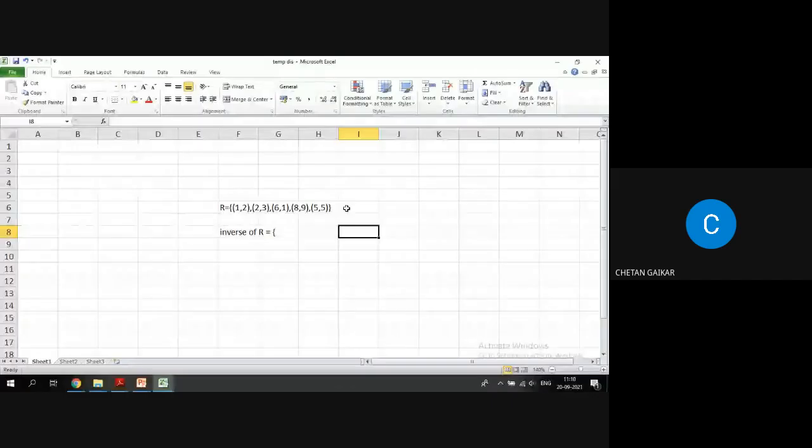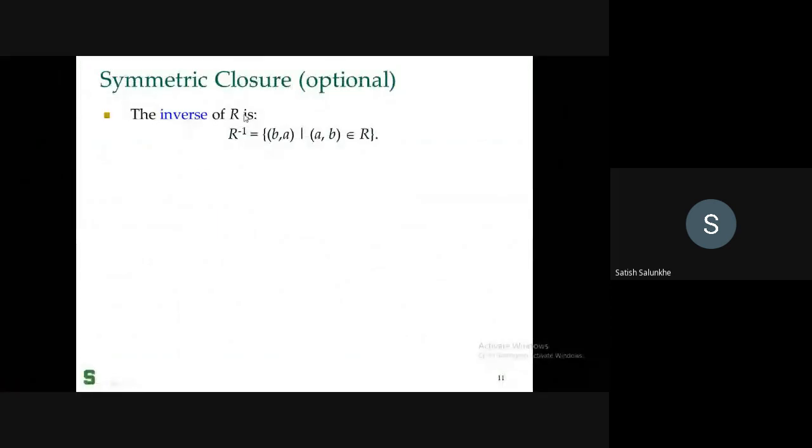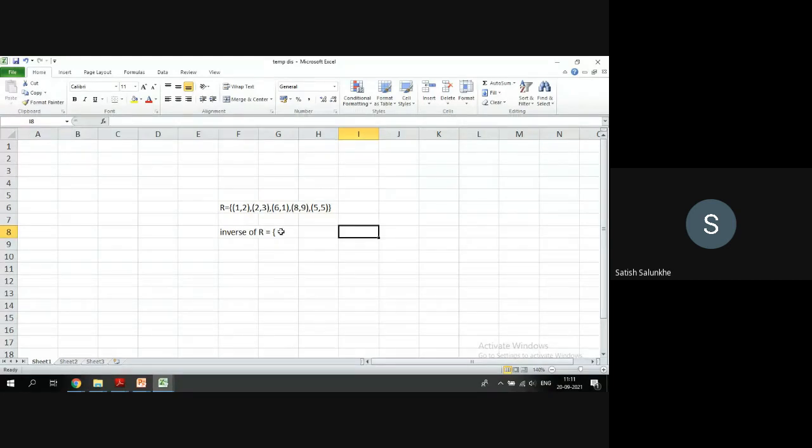5. Okay. If I want inverse of R, what will be the cardinality? What will be the inverse of R? Inverse of R, just now we have seen, is collection of all the elements of B comma A such that A comma B belongs to R. So what will be R inverse here? Can anybody tell me now? What will be the elements of R inverse here?